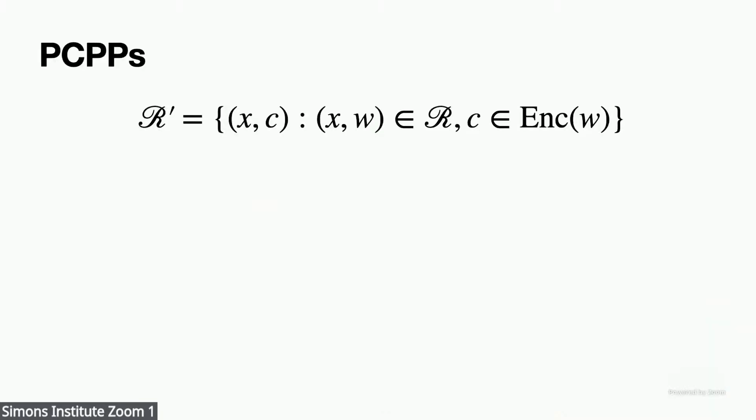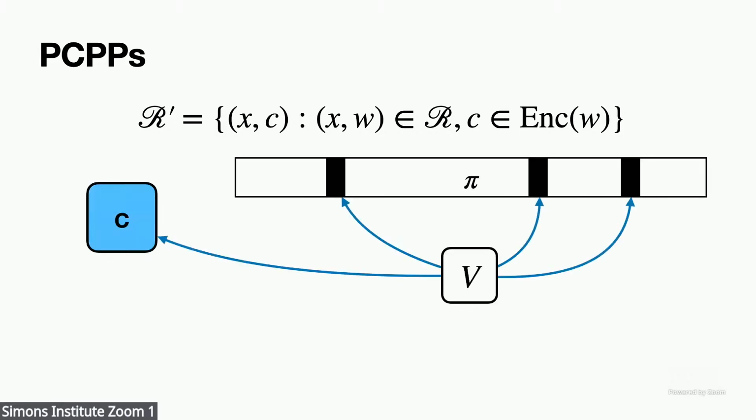The second component is zero-knowledge PCPP. I'm going to define firstly what is a plain PCPP and then talk about zero-knowledge. So we're going to want a PCPP for this relation, x comma c, where c is an encoding of a witness for x in the original relation. The verifier has oracle access to this C, so he can make local queries to C, and also he has access to a proof string, which is a proof of this proximity for this R prime.